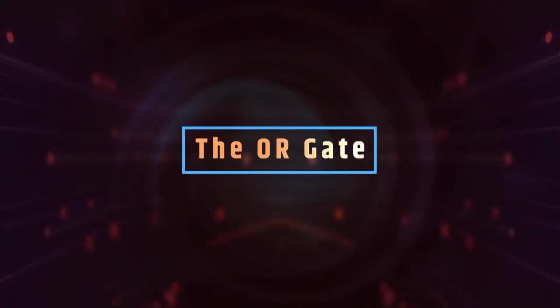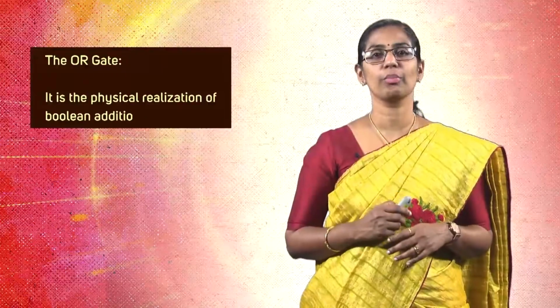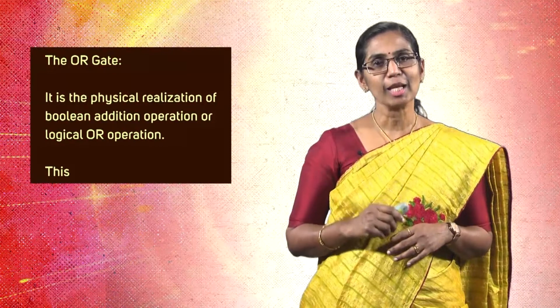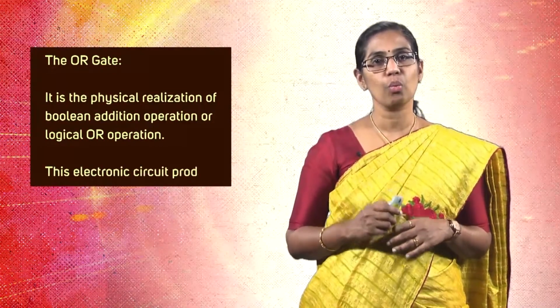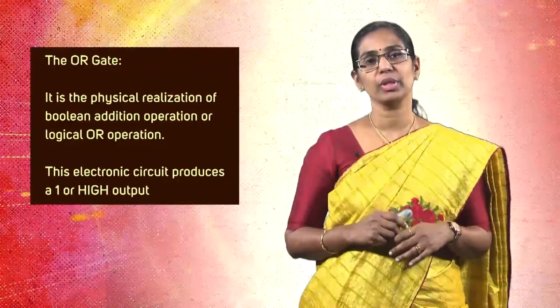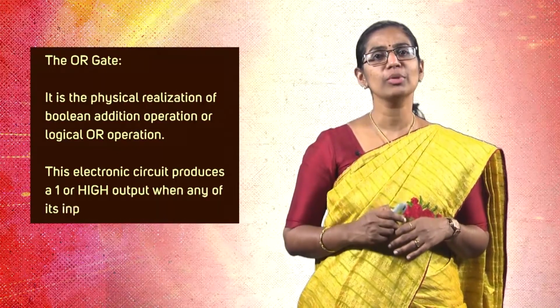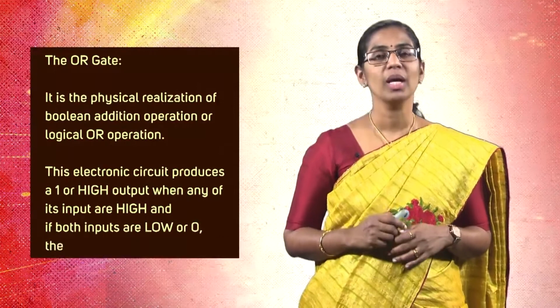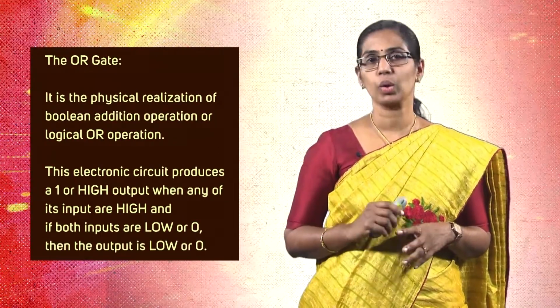The next is the OR gate. The next topic of study is the OR gate. It is the physical realization of the Boolean addition operation or logical OR operation. This electronic circuit produces a 1 or high output when any of its inputs are high, and if both inputs are low or 0, then the output is low or 0.